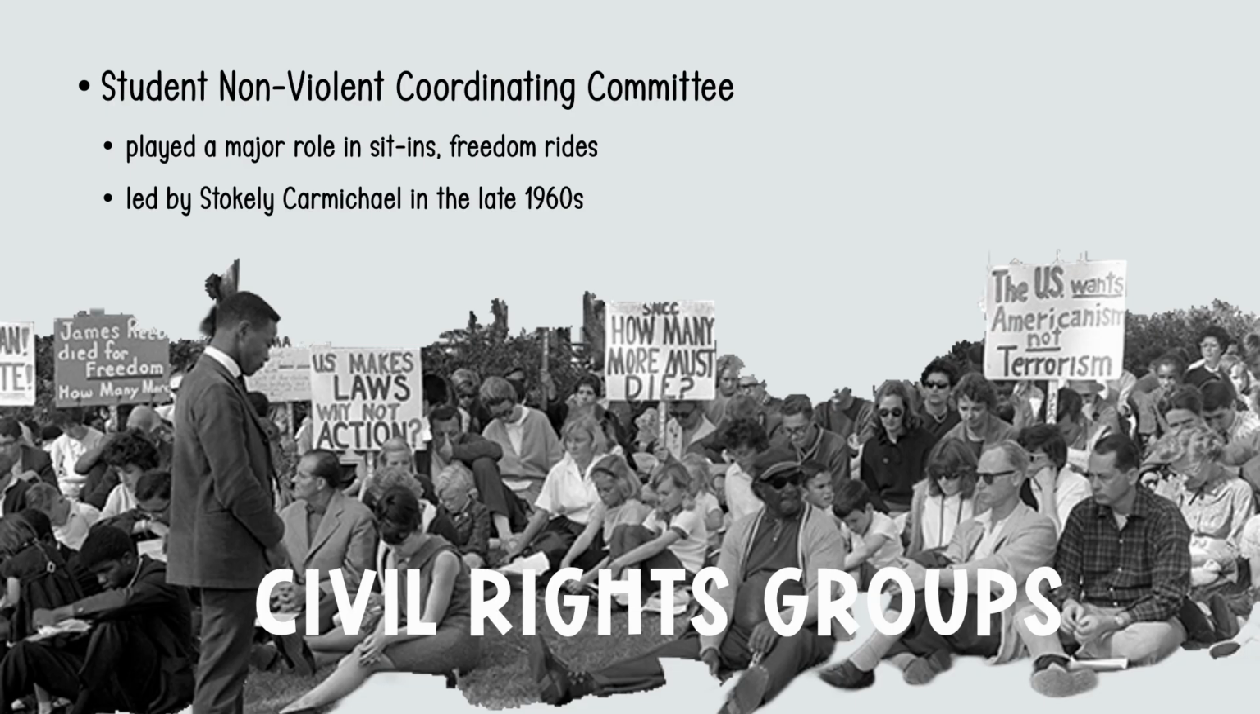Next, the Student Nonviolent Coordinating Committee was a key organization in the civil rights movement. Made up of young college students, the SNCC played a crucial role in organizing sit-ins, freedom rides, voter registration campaigns, and other nonviolent protests to fight against racial segregation and discrimination. They worked alongside other civil rights groups like the NAACP and SCLC, making significant contributions to the push for equality and justice for Black Americans.